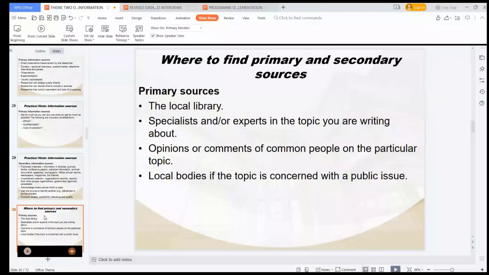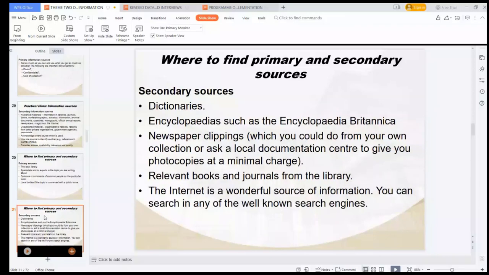If I'm collecting data, of course, and I'm interviewing people, they will make comments and they will tell me things about their experiences. Because I'm writing it, it becomes the primary source. Local bodies, if the topic is concerned with a public issue. And secondary sources, where do we find them?